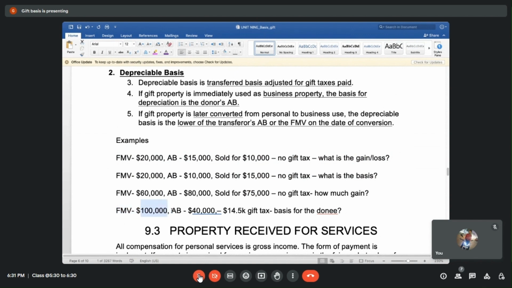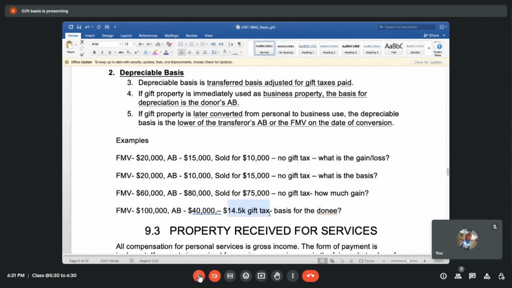Okay, I have put in this thing. The adjusted basis is 40,000, and $14,500 has been paid as gift tax. So what is the basis for the donee? Right now we want to calculate the basis. Don't worry about the gain or loss. But now there is a gift tax element here.